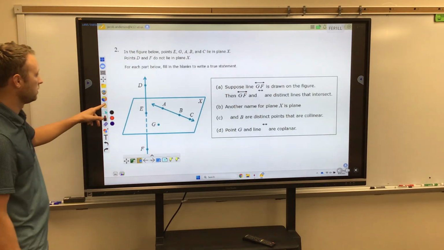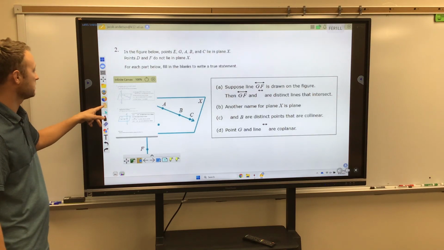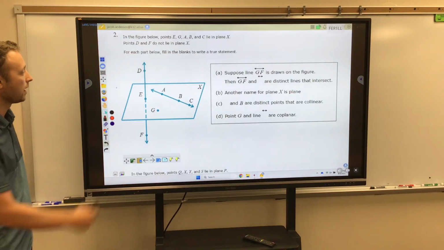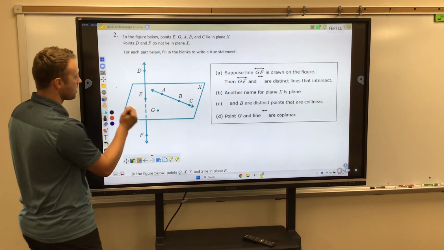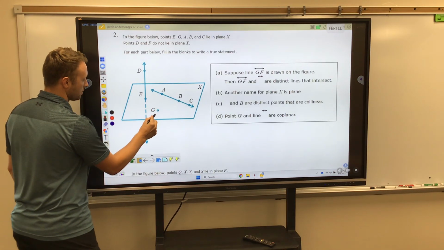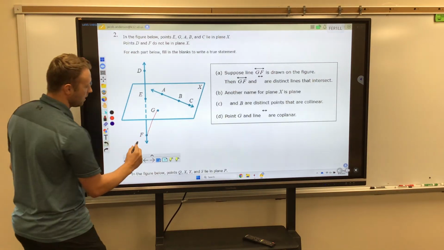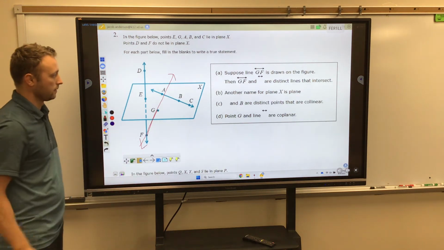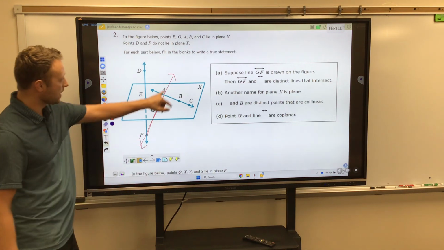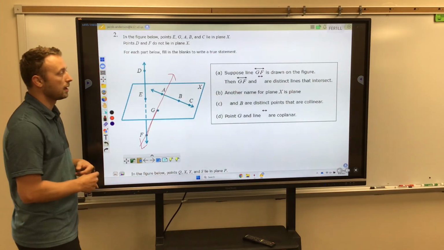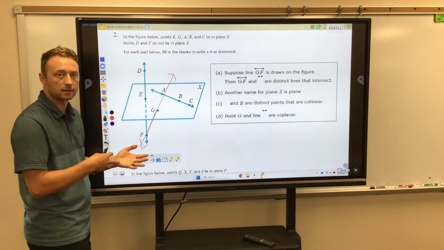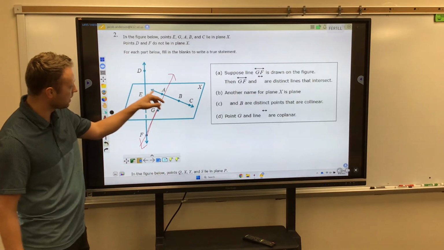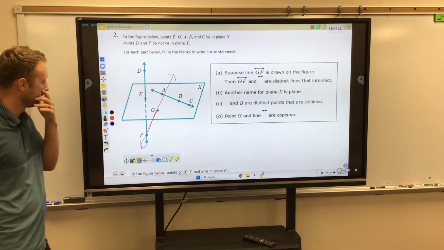Okay, so let's just quickly go through A. Suppose line GF is drawn on the figure. So G to F goes from here to here. And we said it's a line, so let's continue that line. It says GF, the line that we just drew, and blank are lines that intersect. Well, which line is it touching right now? Is it touching this line here? Kind of seems like it is.